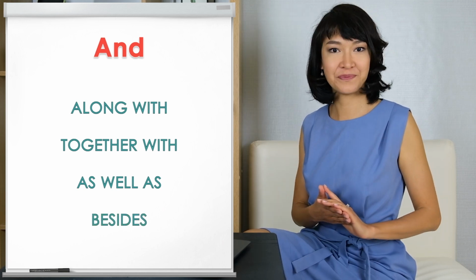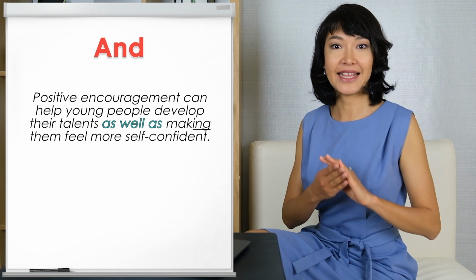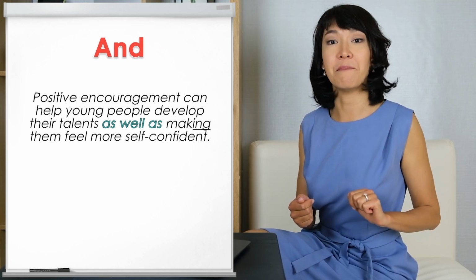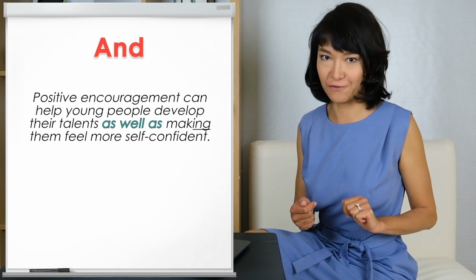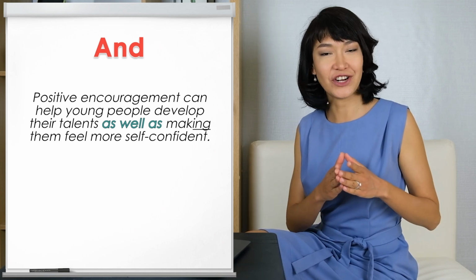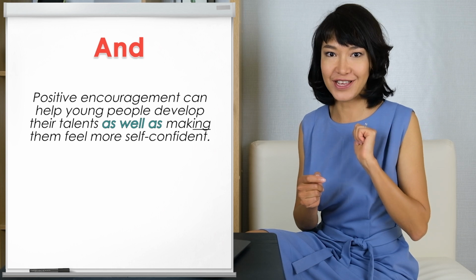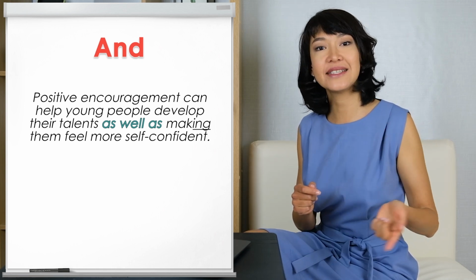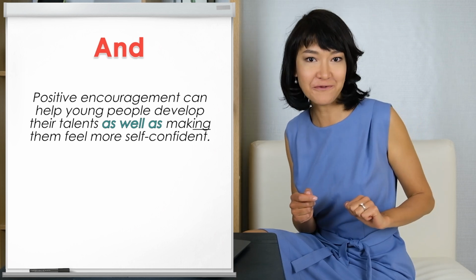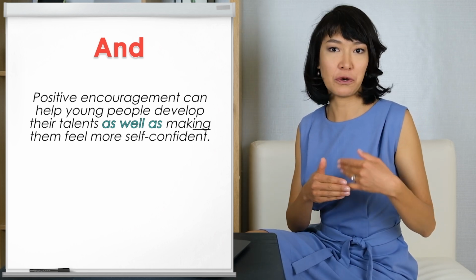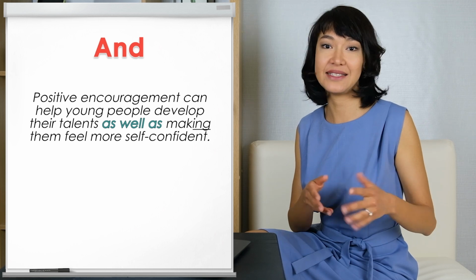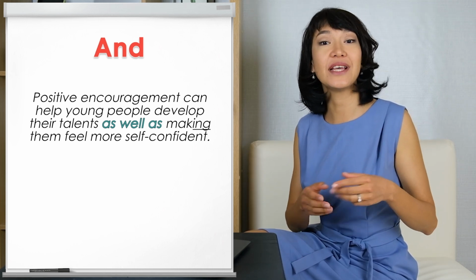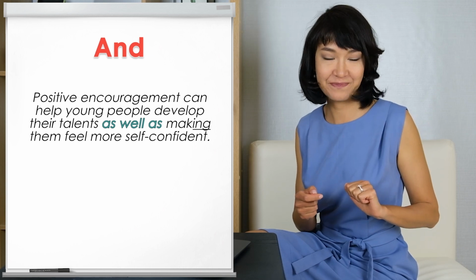Here is an example. Positive encouragement can help young people develop their talents as well as making them feel more self-confident. Notice the gerund making after the linking words. It can help people develop their talents as well as making them more self-confident. We can use along with, together with, and besides in exactly the same way, although besides can also be used at the beginning of a new sentence.